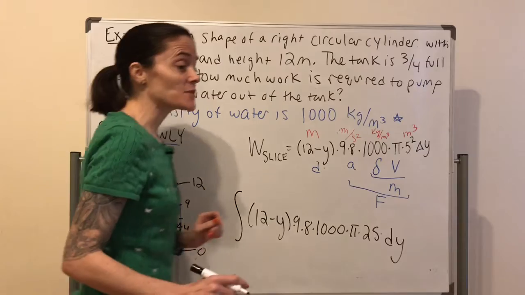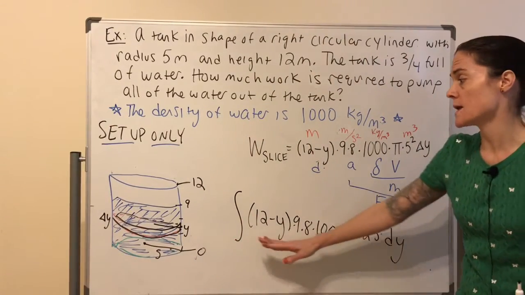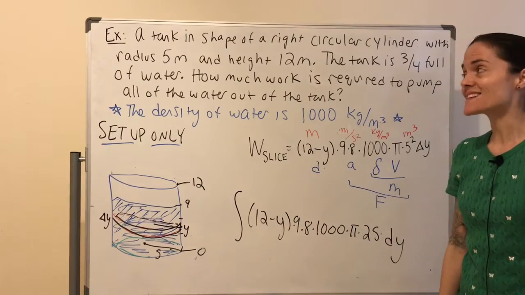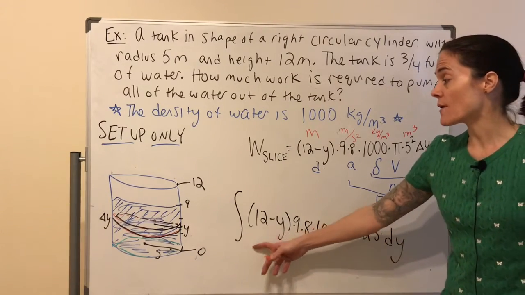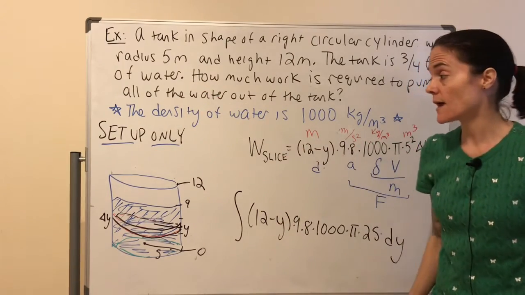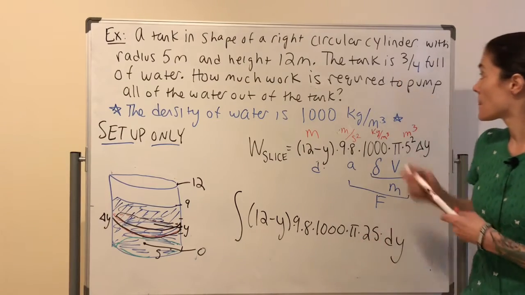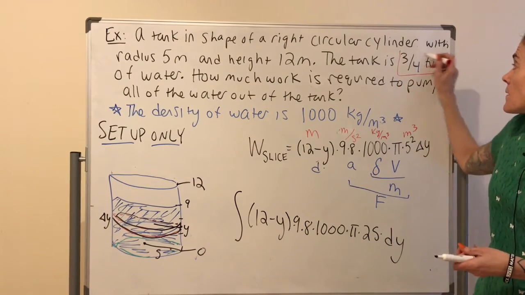Now, the thing we have to be careful with in this problem, you do not want to integrate 0 to 12. That's not this problem. If you integrate 0 to 12, that would be a completely full tank. And ours is not. Here. Okay?